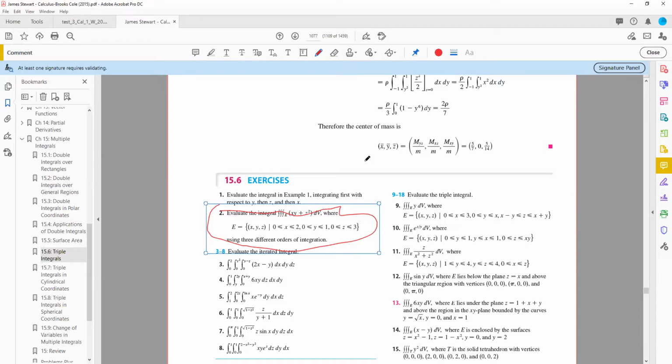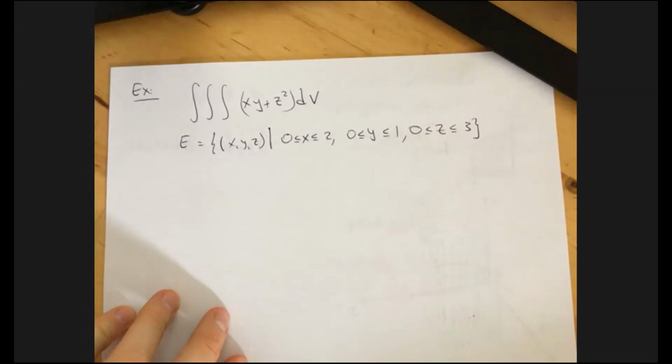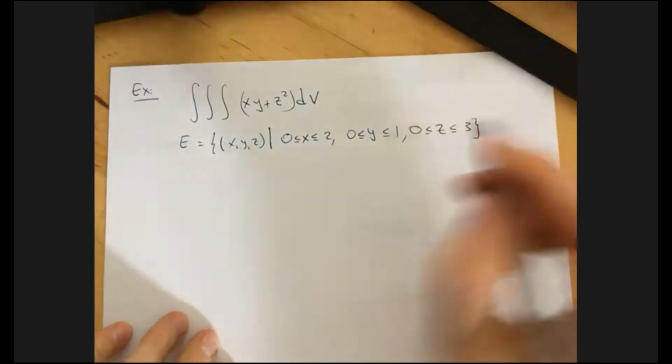Above the region defined as all the points x, y, z such that x is between 0 and 2, y is between 0 and 1, and z is between 0 and 3. And it says using 3 different orders of integration. Well, there are going to be 6 different orders of integration here, and we're going to talk about that in a second, and we'll just do this with 2 different ones, okay, because it's an easy example.